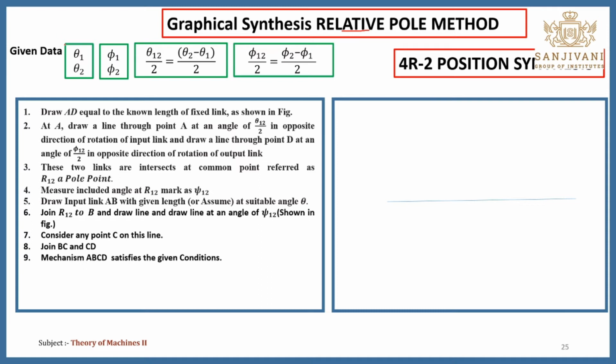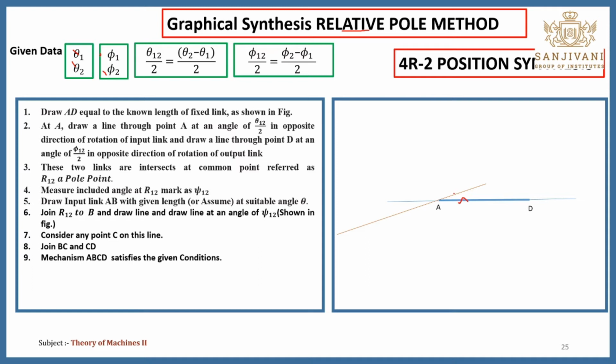Again, before that, theta 1, theta 2, phi 1, phi 2 are given to you. Here we need to calculate theta 1,2 by 2, which is theta 2 minus theta 1 by 2, and phi 1,2 by 2 is equal to phi 2 minus phi 1 by 2. These positions are given to you. Next, I will just mark one horizontal line. You have to fix this distance. You can assume this distance AD.